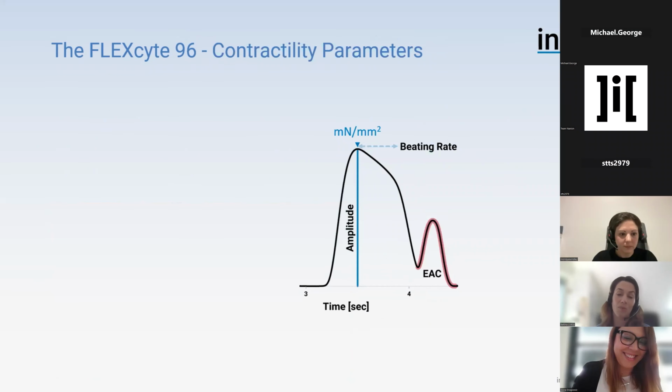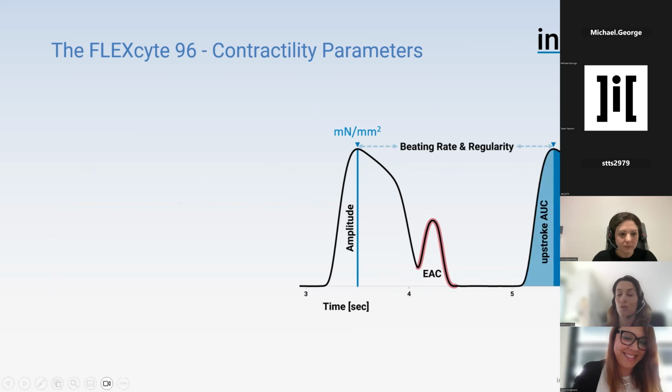Regarding the parameters, we of course start with one of the most important ones, the amplitude of contraction force. So we have a proper force measurement that we can perform here. We also have the possibility to measure area under curve, so that we can dissect an upstroke and downstroke area under curve, because, you know, there are compounds that rather work on the contractile part or on the relaxation part, and therefore it's necessary to dissect these things.